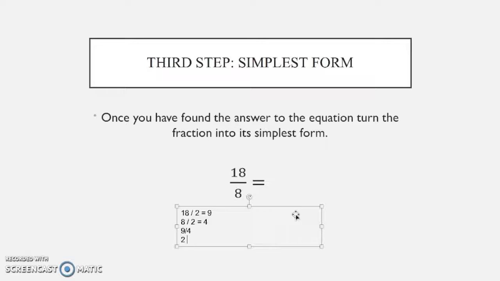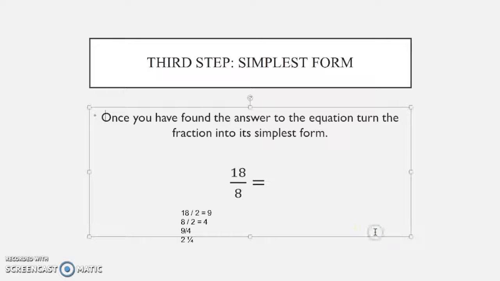So we have 2, and then 2 times 4 is 8, so we have 1 left over. So our extra stays within the fraction. So our final answer is actually 2 1/4. And that is how you divide fractions using a 3-step process.